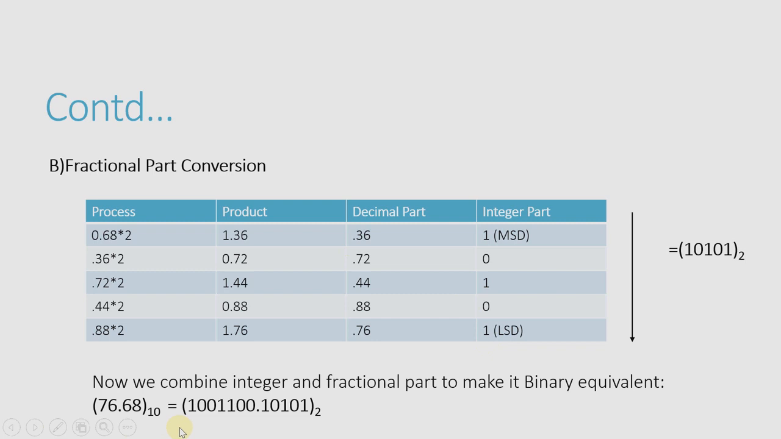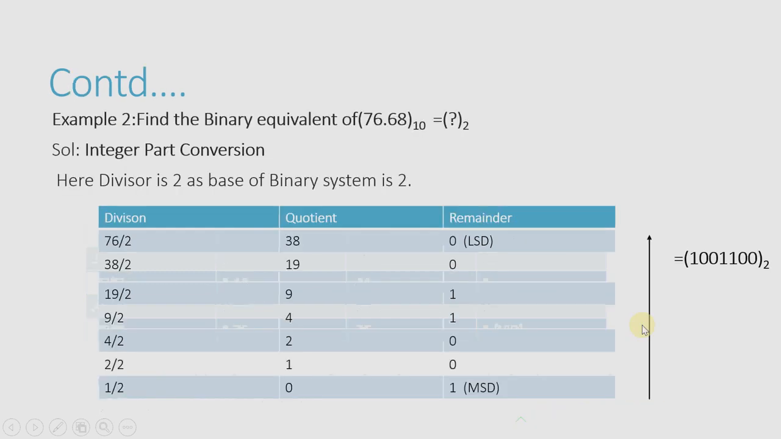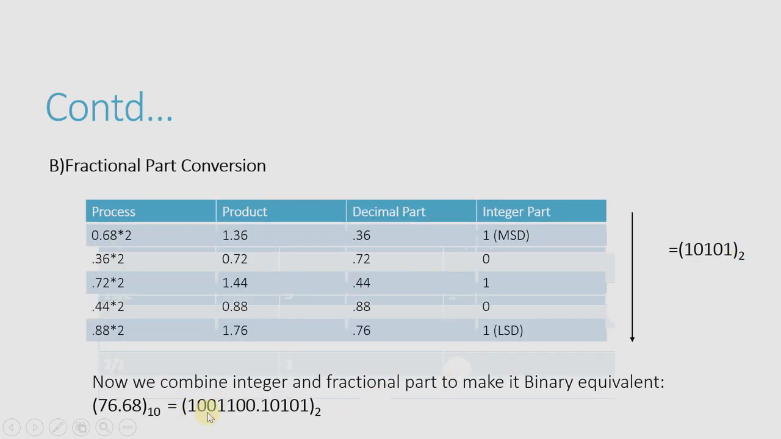Now next, because we converted the integer part and we converted the fractional part, we combine both parts to make the binary equivalent. We can see that in the integer part I got the answer 1001100, so I write it as 1001100 point. Then what is the fractional part? 10101. So in this way we convert the decimal number into the binary number.